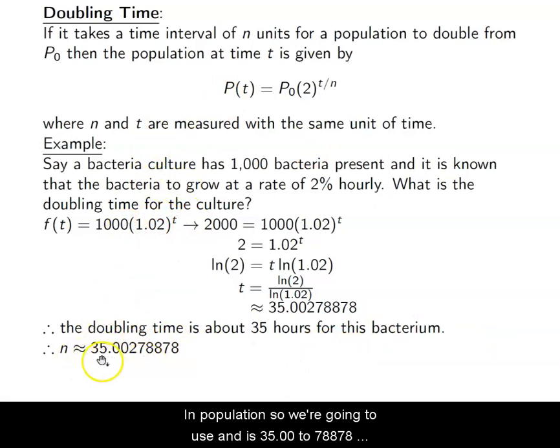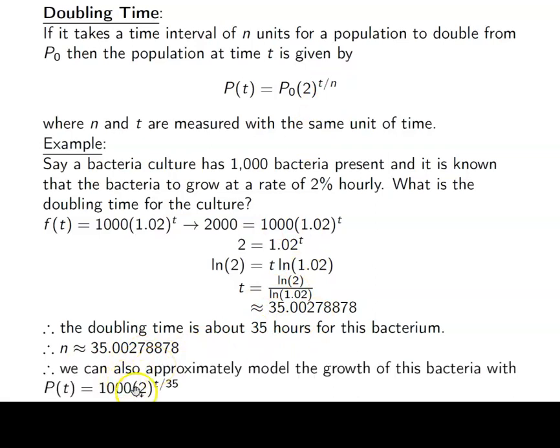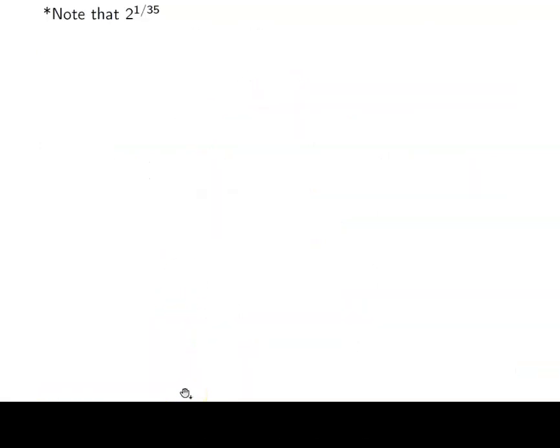So we're going to use n is 35.0027878, but again, we're just going to use the value of 35 because it's accurate enough for what we need to do, right? So we can approximate this doubling time with the function P of t is 1000 times 2 to the t over 35, because it takes just a little bit over 35 hours for any population of this bacteria to double, okay.